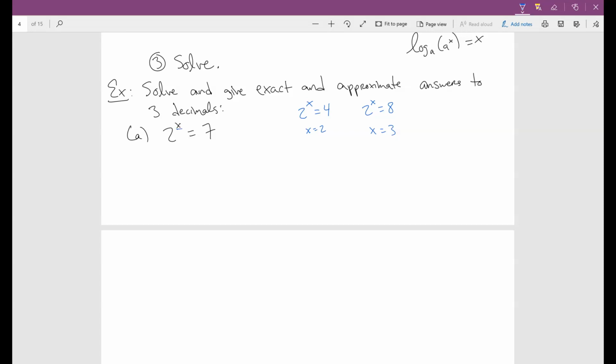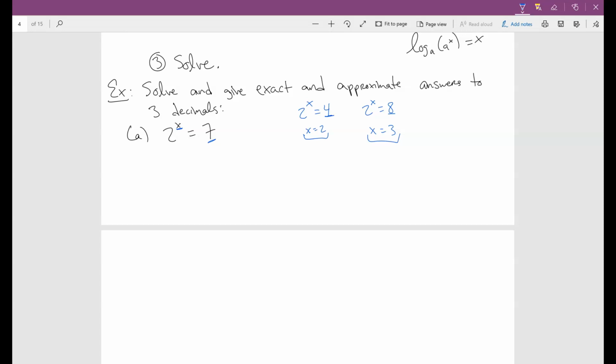However, what can I raise 2 to so that I can get a 7? Now you're not quite sure what that is, but we know that the answer should be somewhere between 2 and 3, because these answers are 4 and 8. 7 is between 4 and 8, so your x value should be between 2 and 3. Okay, so now let's go ahead and solve for the value of x. The first thing that we want to do is isolate the exponential expression.